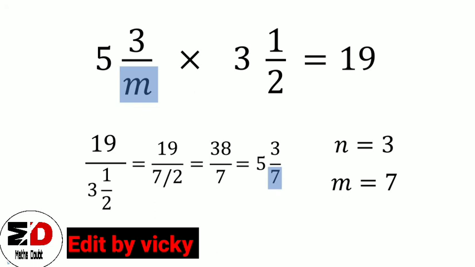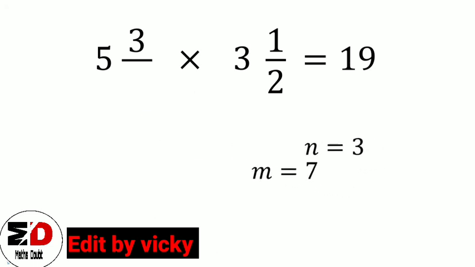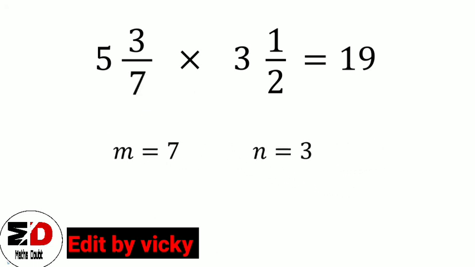And we've immediately solved the problem using inequalities. We get the solution that m is equal to 7 and n is equal to 3.